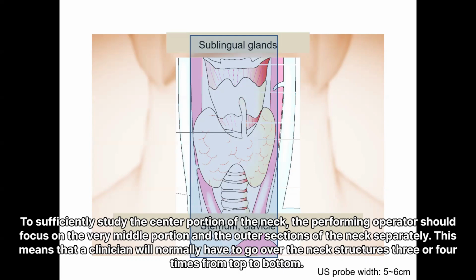To sufficiently study the center portion of the neck, the performing operator should focus on the very middle portion and the outer sections of the neck separately. This means that a clinician will normally have to go over the neck structures 3 or 4 times from top to bottom.